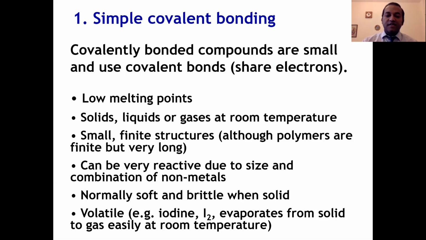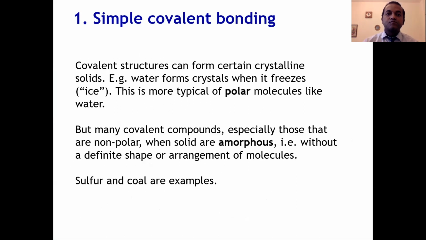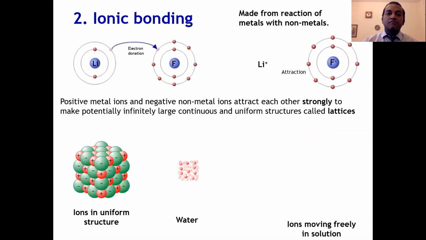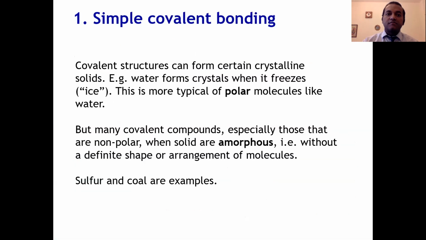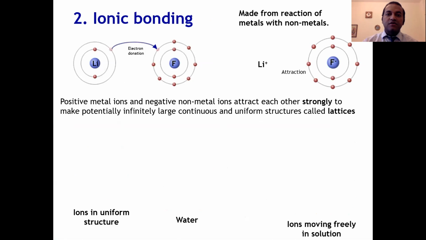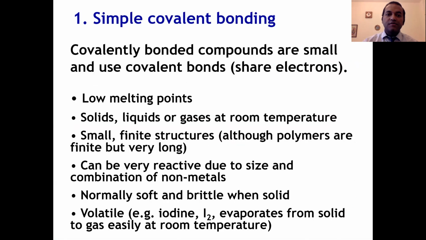Their small finite structure can be very reactive depending on the size and combination of non-metals. On the other hand, ionic bonding is not usually reactive. Normally soft and brittle when solid. Some of them are volatile, meaning they can evaporate to become gas. So that's all about simple covalent bond. This is just an introduction. Now let us go through our PowerPoint for today.